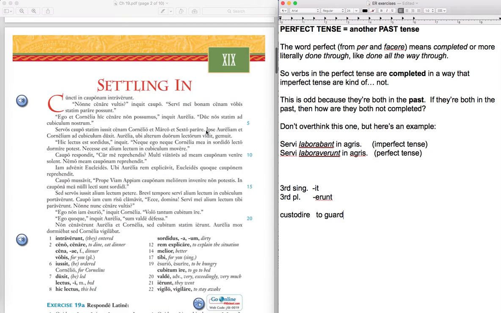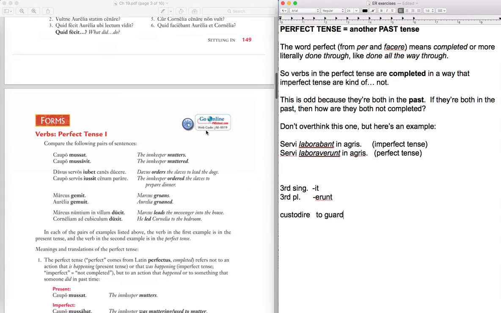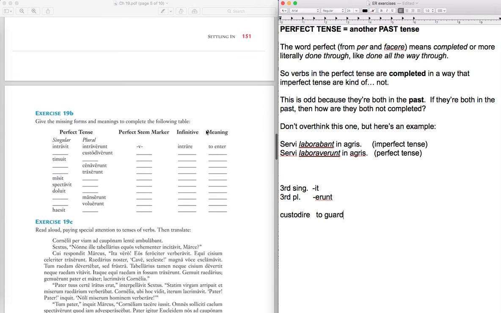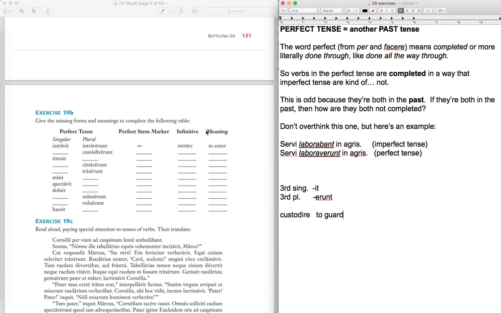So that's it. Take a look at the notes on the perfect tense, and I think that 19b should be quite easy if you read that carefully. Okay, good luck.